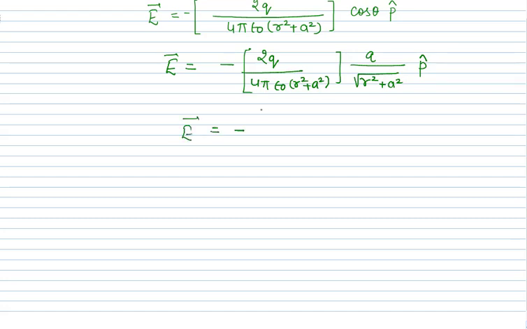2qa upon 4 pi epsilon naught, and if you see here, r square plus a square has the power 1 and here r square plus a square has the power 1/2. So 1 plus 1/2 makes it 3/2. So we can write it down as r square plus a square to the power 3/2 and the direction is p cap. P cap is from minus q to plus q.